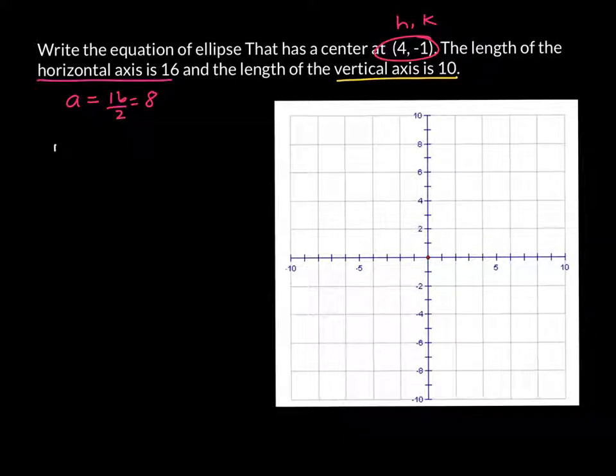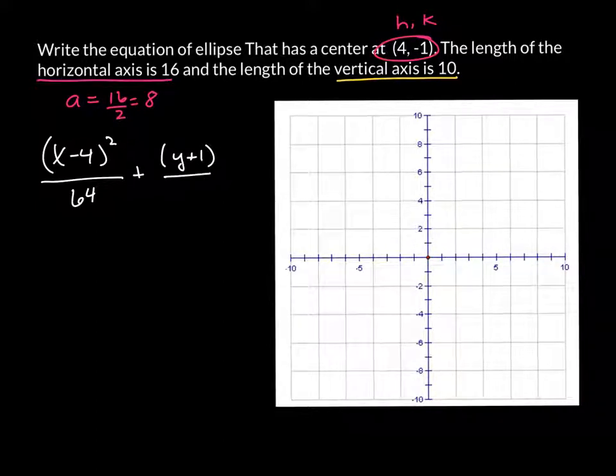My equation is just going to give me (x - 4) squared all over 8 squared, which is 64, plus (y + 1) squared all over 5 squared, or 25, is equal to 1. Just to back up here a second, the vertical axis is 10. Half of that, my b value, 10 divided by 2, gives me 5. That's where I got the value that goes underneath the (y + 1) squared term.